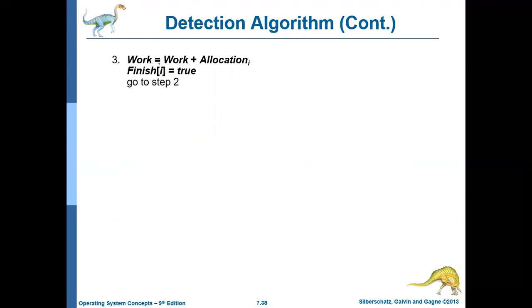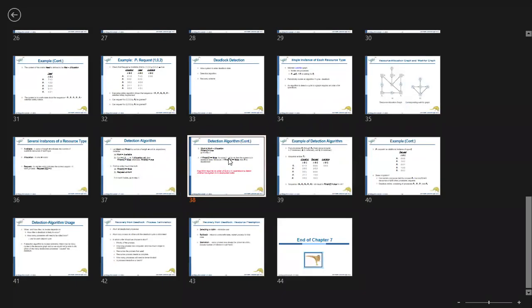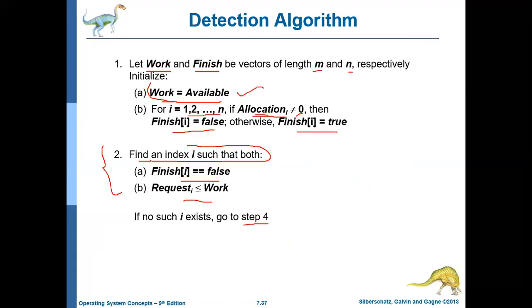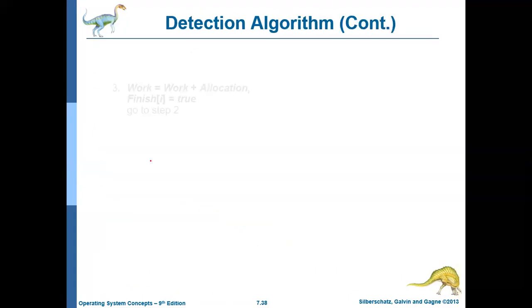So we are making work equal to work plus allocation. That is, we assume that process Pi has received all the resources that it has requested, and it completed its job successfully, and it has released all the resources that it was holding. So work will become work plus allocation, right? And then go to step 2.